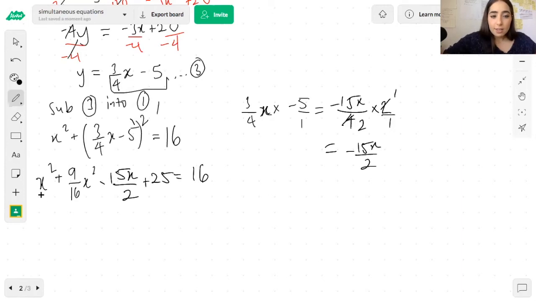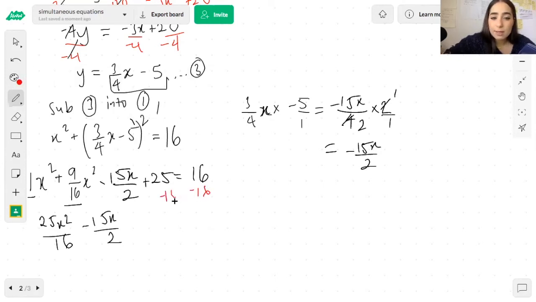Now let's collect these like terms. So we have x squared plus 9 over 16x squared. So that's kind of like 1x squared plus 9 over 16x squared. They're like terms, meaning that you can add these coefficients together. So the easiest way to do it is on the calc. So just do 1 plus 9 over 16. So that gives you 25 over 16. So 25x squared over 16. Minus 15x over 2, there's no like terms with that. What we want to do is bring this 16 over. So I'm just going to minus 16 to both sides. So I get 25 minus 16 is a positive 9. And this is 0 on the right hand side.